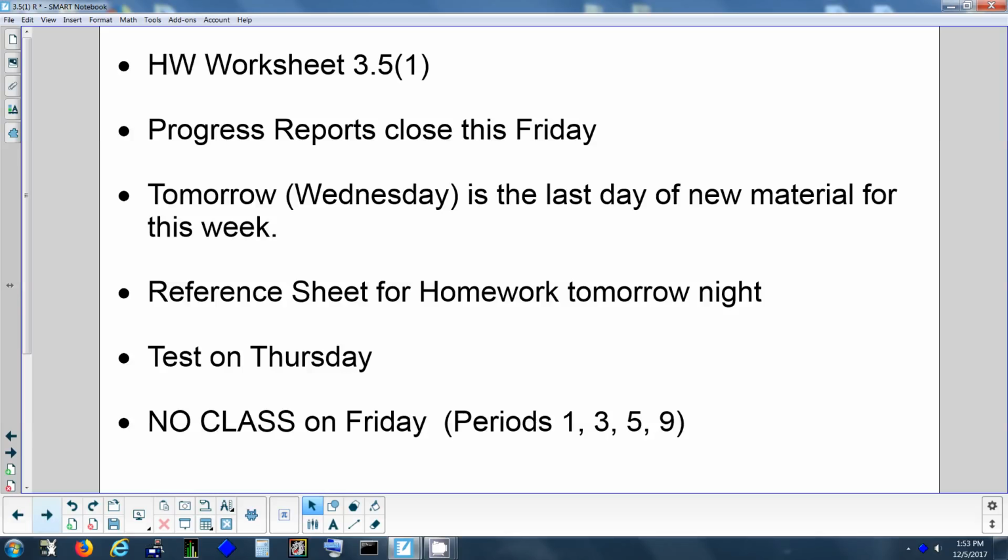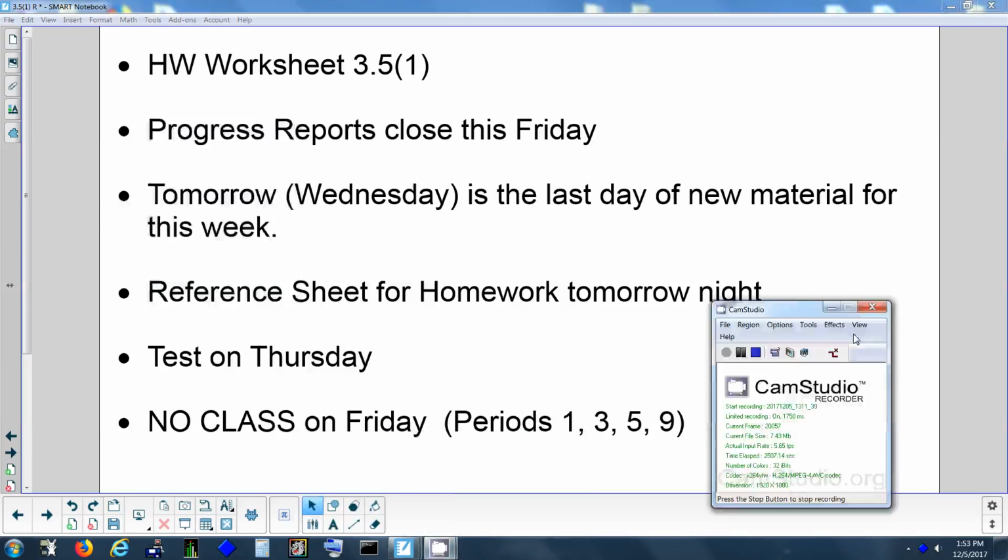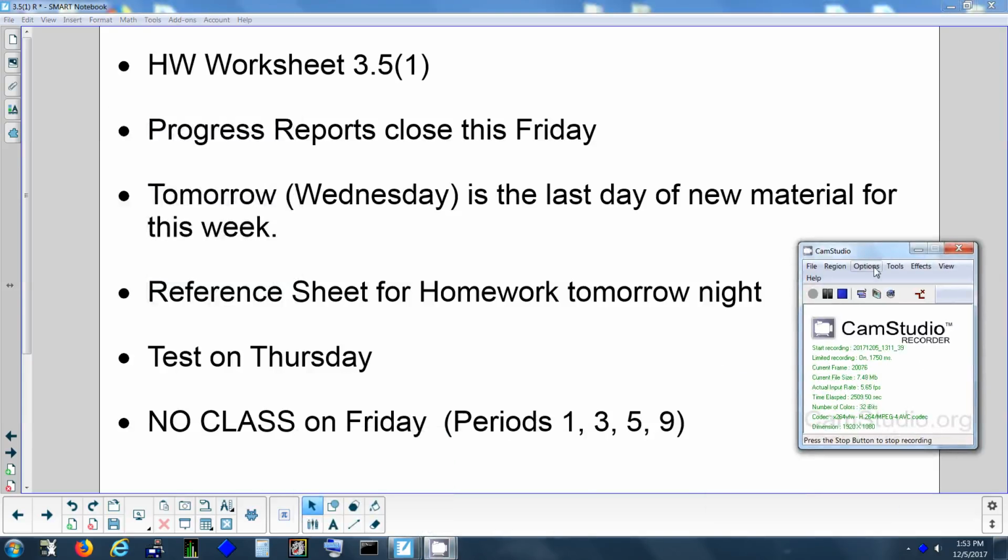Remember, progress reports close this Friday. Thursday's test will be on this progress report. Tomorrow, guys, last day of new stuff. Thank God. Why is tomorrow the last day of new stuff? Because Friday's a half day. Friday's a half day, so that means what? Testing on Thursday, right? Tomorrow night, reference sheet will be on Google Classroom. Test is on Thursday. We only have you guys 4 times this week because no class on Friday.